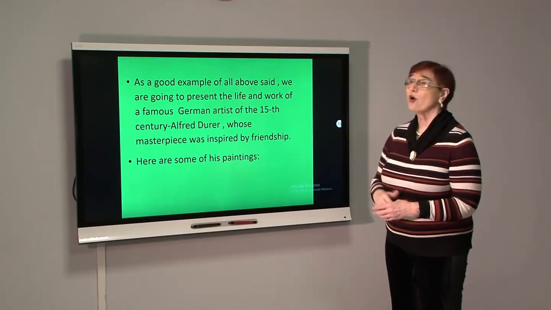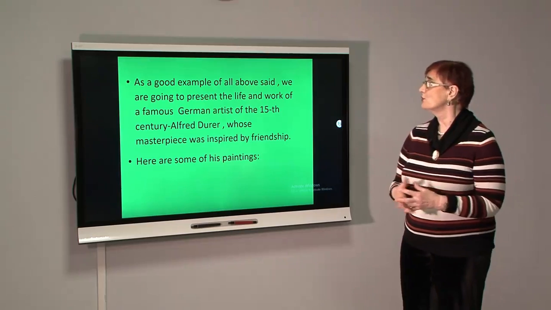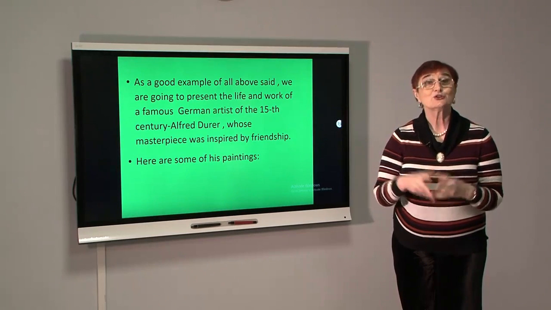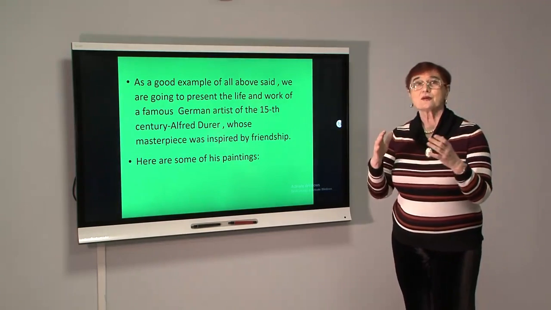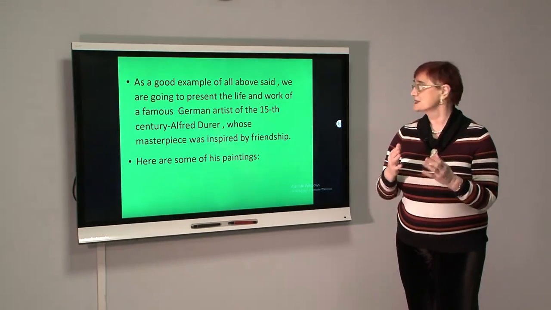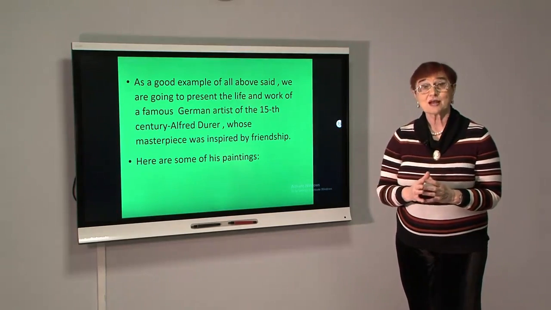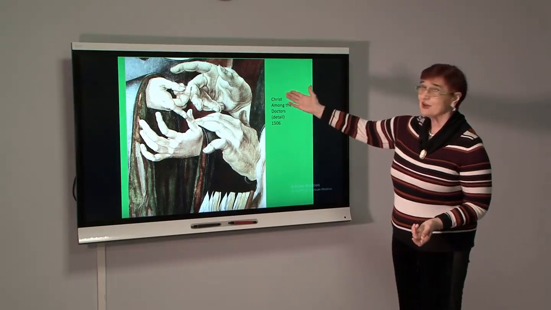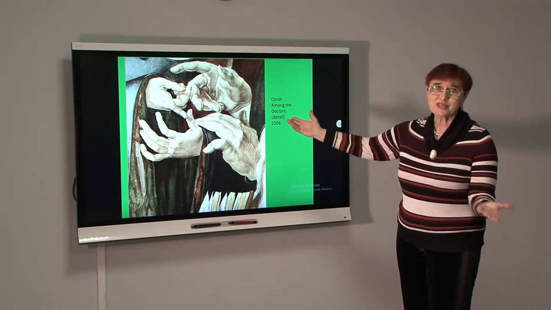A good example of all the above is the life and work of a famous German artist, Albrecht Dürer. His masterpiece was inspired by friendship. Here are some of his paintings. Let's get acquainted. So again, the hands. What do you think they show? What do they express?